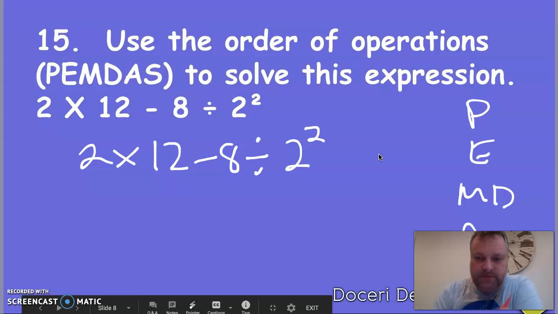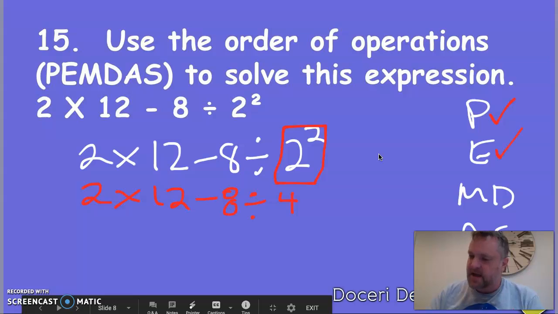Okay, so my first thing that I want to look at is to see if there's any parentheses. I don't see any parentheses, so I'll put a check next to the P to show that I've already checked for parentheses and there aren't any. Okay, exponents is the E. I do see that this right here is an exponent, so I'm going to do that first. I'm going to drop everything else down and only do the 2 squared. So everything else gets dropped, and of course 2 squared is 4. Okay, so exponents are done.